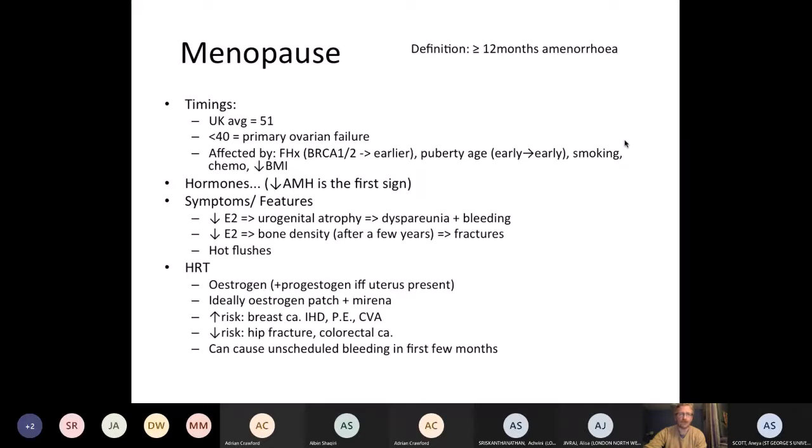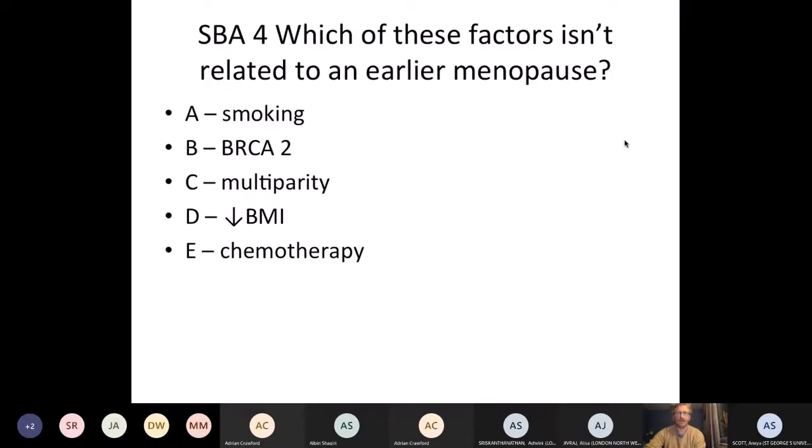And now I think the final question. So which of these factors isn't related to an earlier menopause? Smoking, BRCA2 gene, multiparity, low BMI, or chemotherapy?